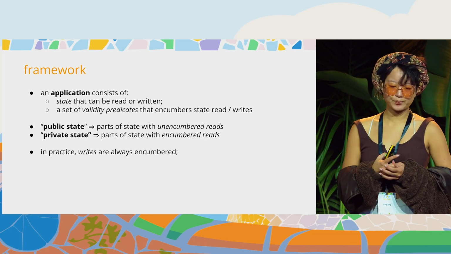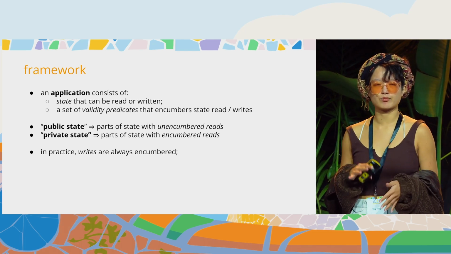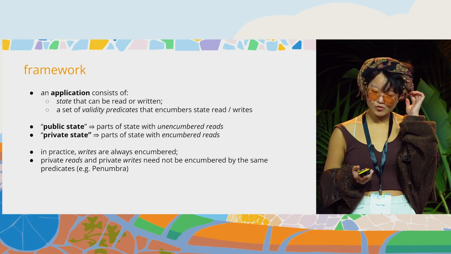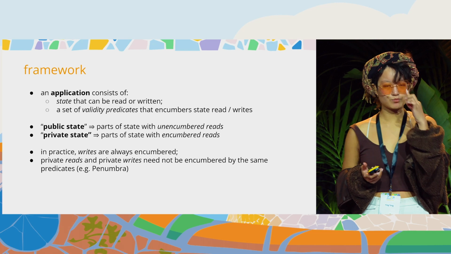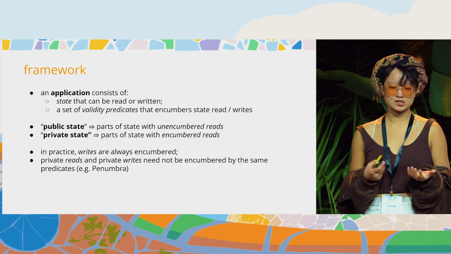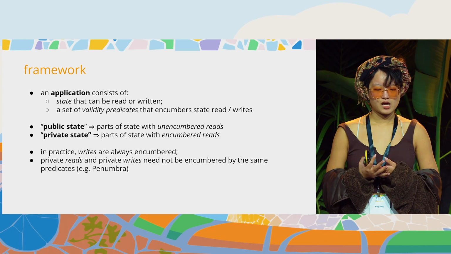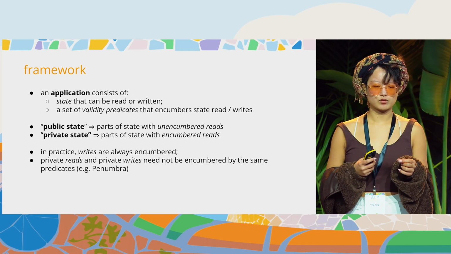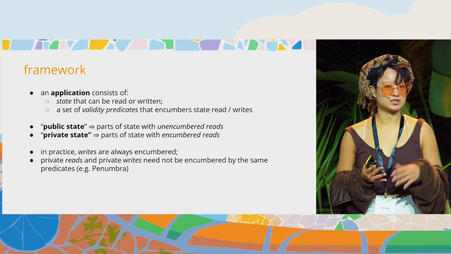And in practice, the point of an application and the point of having validity predicates is to encumber the rights, and to define what is a valid state transition or not. But what might be interesting to note is that when it comes to private state, reads and writes need not be encumbered by exactly the same predicates. For example, in Zcash, the viewing key versus spending key. And for example, in Penumbra, which we'll see later, writes are actually doable on-chain, even without the ability to read.